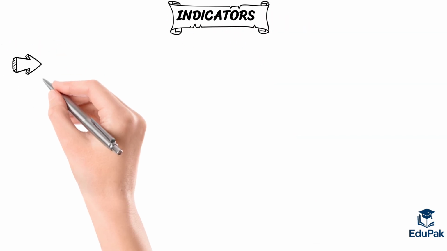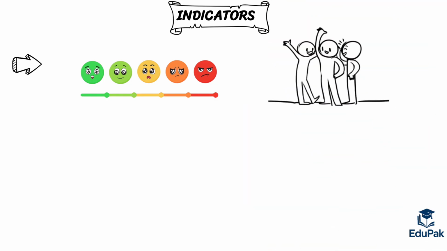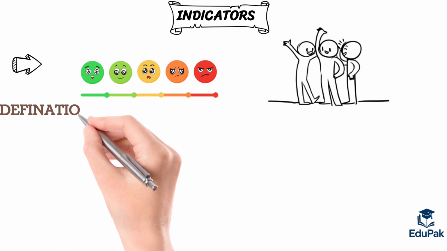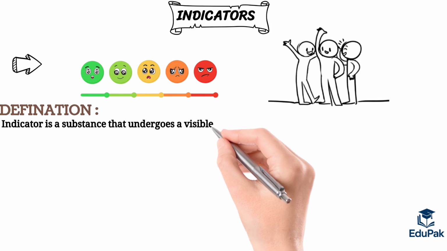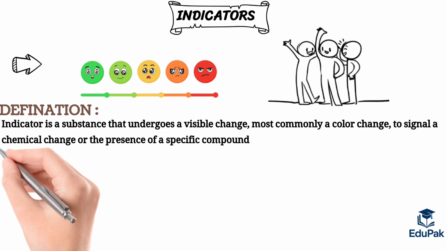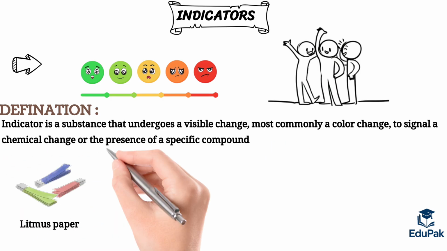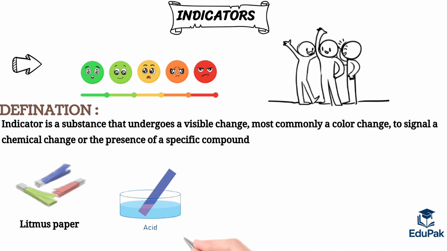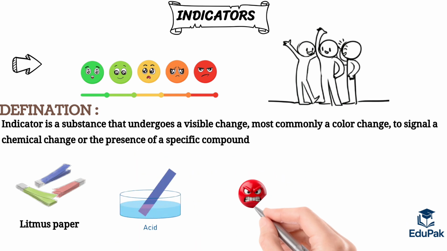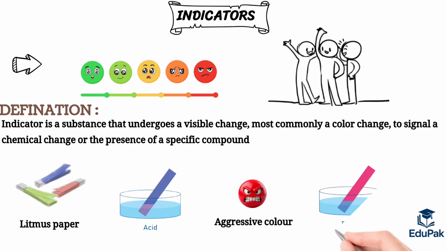Indicators, the mood detectors. Indicators are just like that one friend who can instantly sense your mood and change theirs accordingly. In chemistry, they do the same, they detect the mood of a solution. Definition. An indicator is a substance that undergoes a physical change, most commonly a color change, to signal a chemical change or the presence of a specific compound. Example, litmus paper. If the solution is acidic, the litmus paper turns red. Red equals aggressive, fiery mood, just like acids. If the solution is basic, the litmus paper turns blue. Blue equals calm, cool, collected, just like bases.